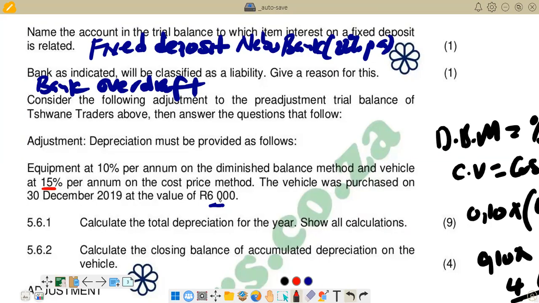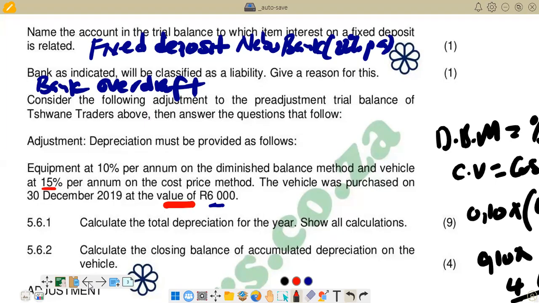And then we apportion in terms of the months that that vehicle stayed in the business. And then we add now to the vehicles that stayed the whole year. Remember, we have got the total value of vehicles that we are given at the end of the year, including this 6,000. Then we are going to remove the 6,000 so that we remain with the vehicles that stayed for the whole year.